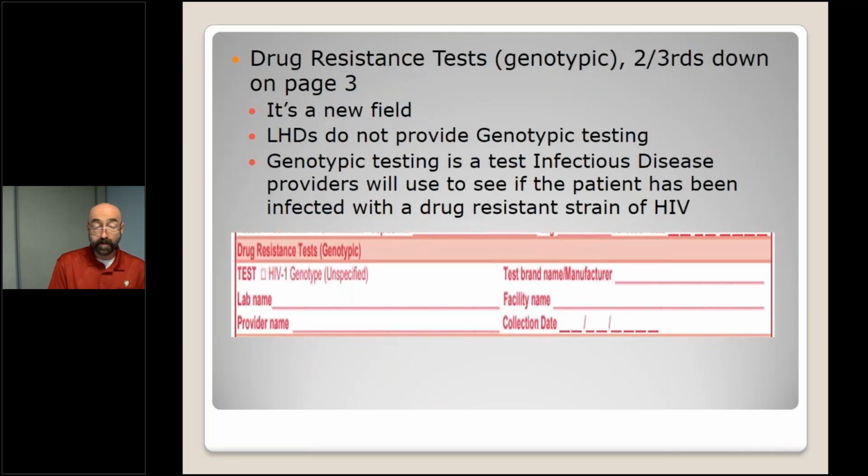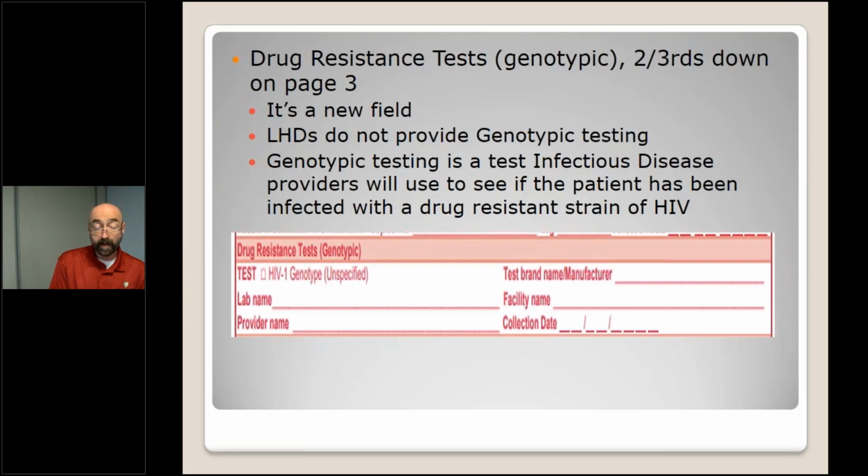The other new section is the drug resistance test. That's genotypic testing. That's looking for the drug resistant strain of HIV, strains of HIV that can be transmitted during sexual and needle sharing activity for somebody who is not on successful treatment. Again, that's 2/3 of the way down on page 3. It's a new field. I just wanted to bring your attention to that. Our local health departments do not at this time provide genotypic testing, so this is probably something you're not going to ever be filling out.